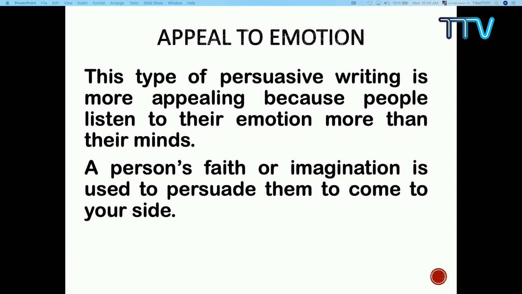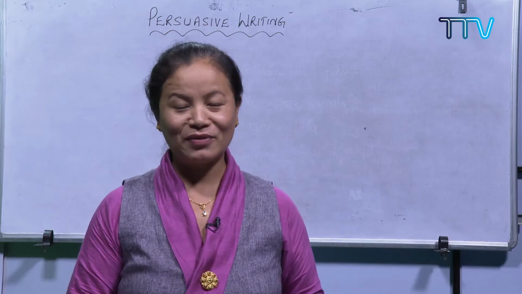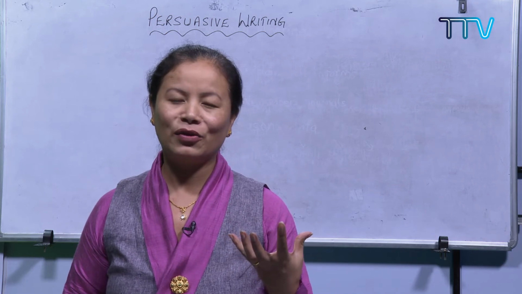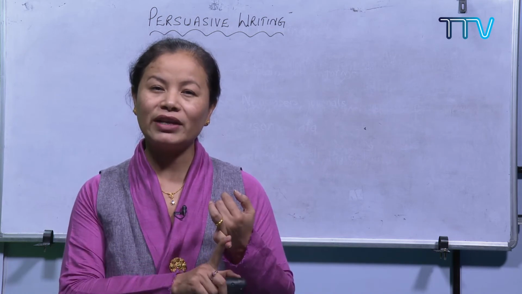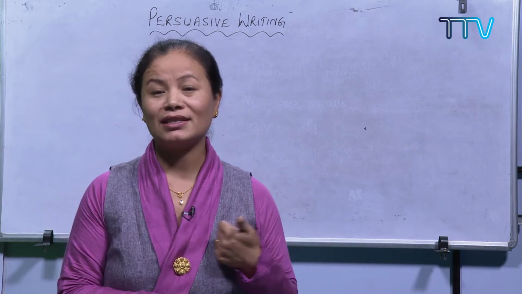And then a person's faith or imagination is used to persuade them to come to your side. So, in a way, sometimes we say, isn't it, emotional blackmail? We try to make the person emotional so that he or she listens to you, right? This is what you often do in class, isn't it? Sometimes you try to emotionally blackmail your teacher, or sometimes your teachers may try to emotionally blackmail you so that you listen to your teacher. Or you do that with your parents as well, isn't it? So, these are like your persuasive writing where you use your emotions. Okay. So, we have reason, we have emotions, and what next is appeal to character.